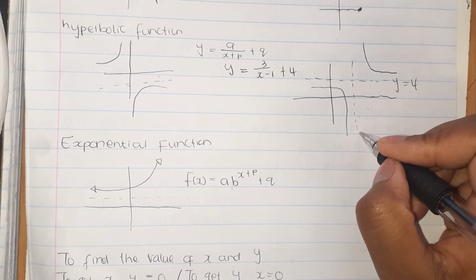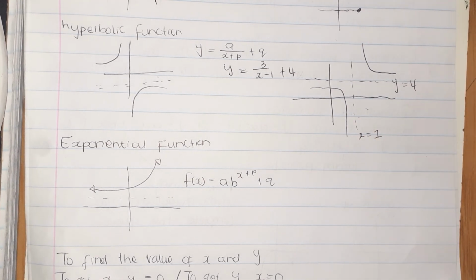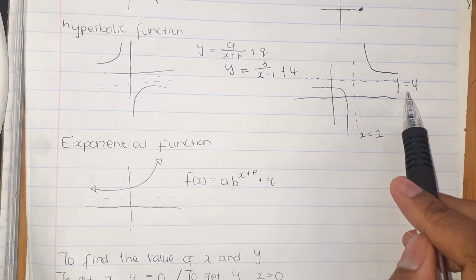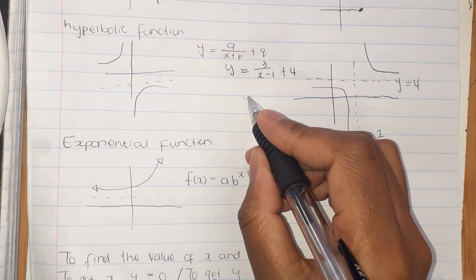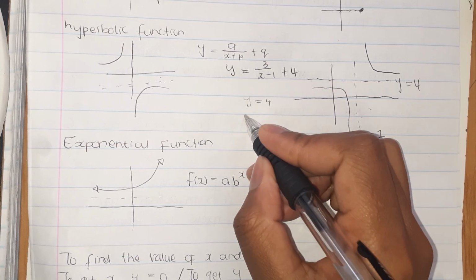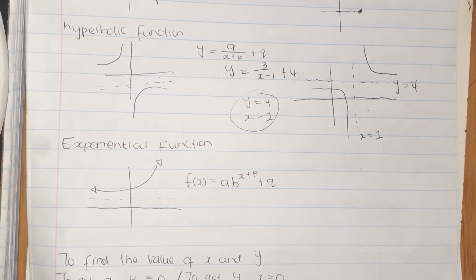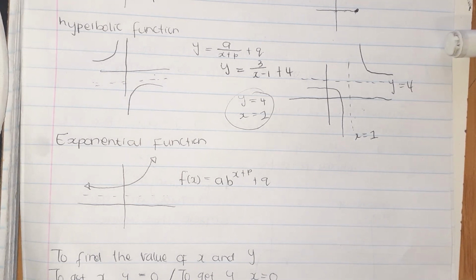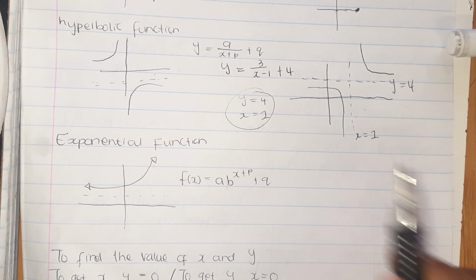So here x equals 1. Sorry, if they say give the equation of the asymptotes, you're going to say y equals 4, x equals 1. These are the equations of the asymptotes. So bear that in mind. And also with hyperbola, we'll do domain and range.